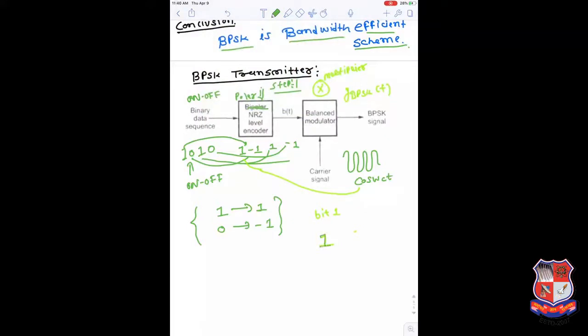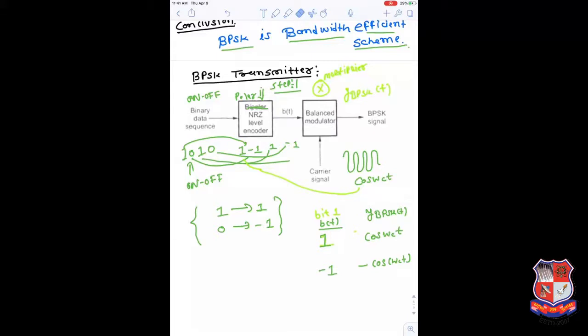The input of the balance modulator is b of t. If b of t is a 1, then the output of BPSK is cos omega ct. And if the bit is a -1, then the output is minus cos omega ct. I have skipped the square root of EB by TB term here for simplicity, so that you can understand. If the input is 1, we produce cos omega ct. If the input is -1, we produce minus cos omega ct.